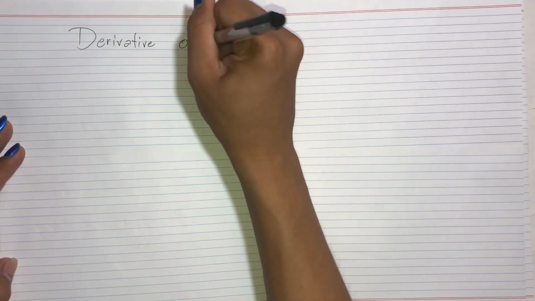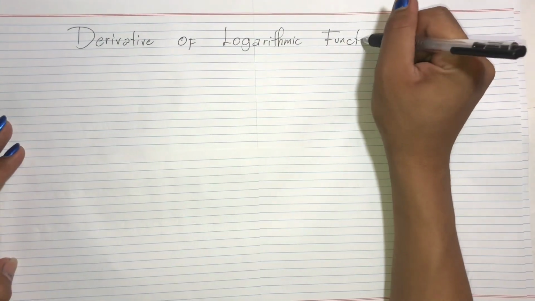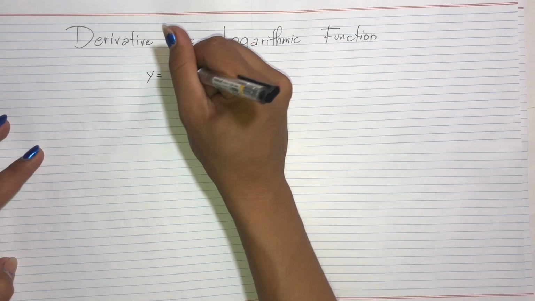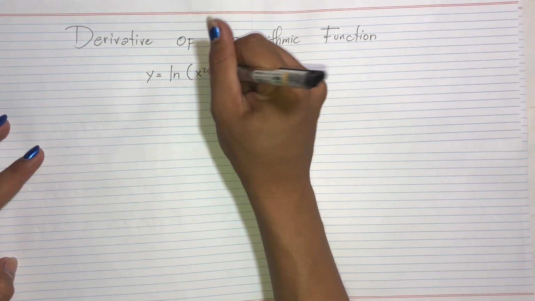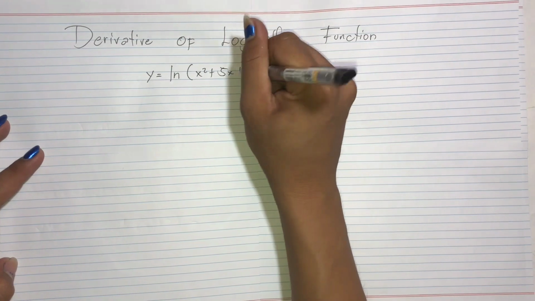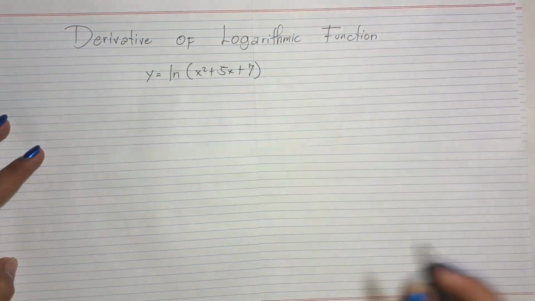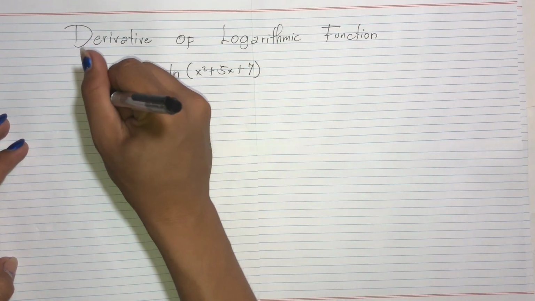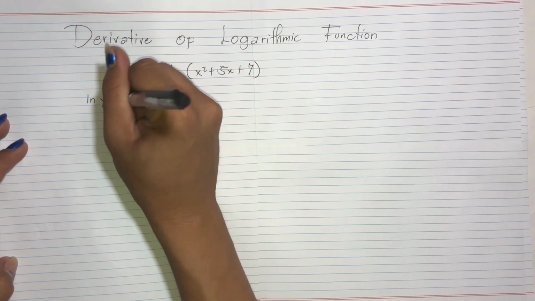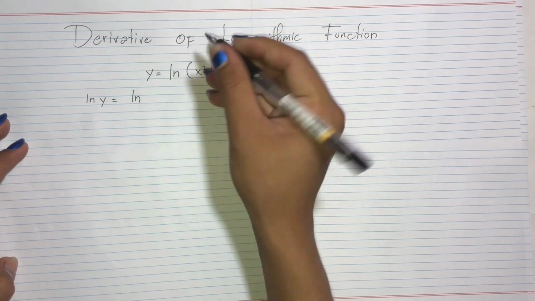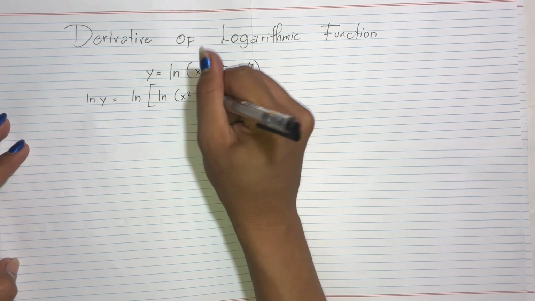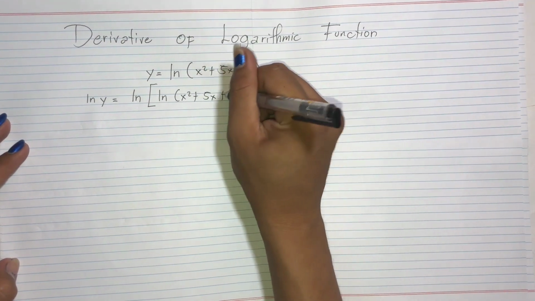Next, we will proceed to the derivative of logarithmic function. How would we derive y equals ln of ln of x squared plus 5x plus 7? In order to derive this, we will take the logarithm of both sides, that is ln of y equals ln of ln of x squared plus 5x plus 7.